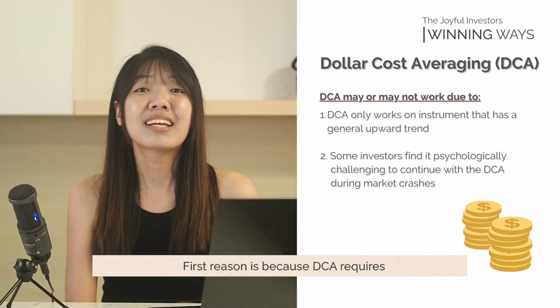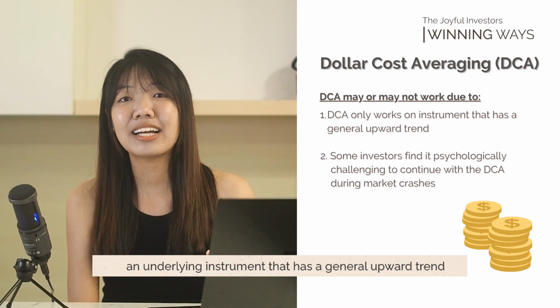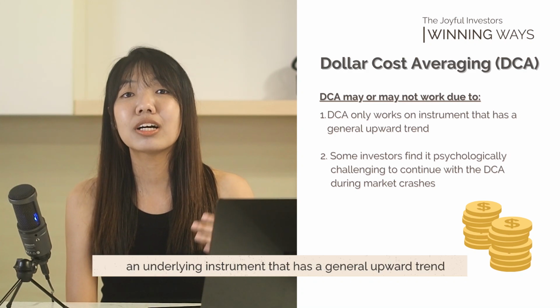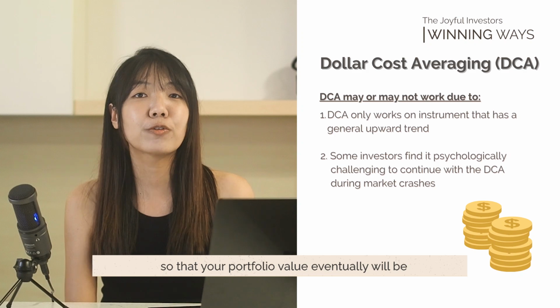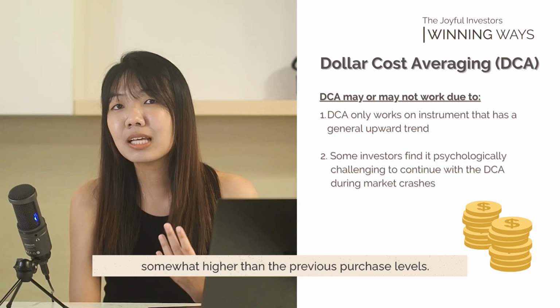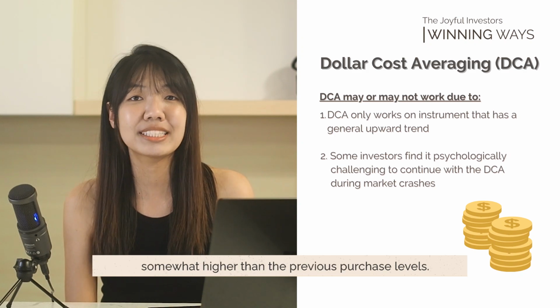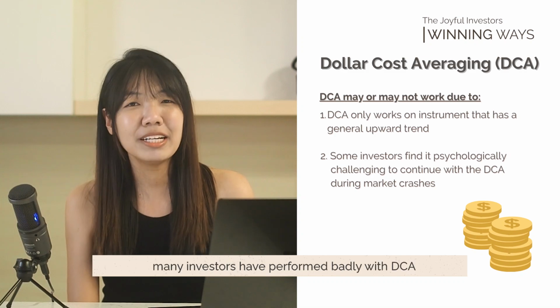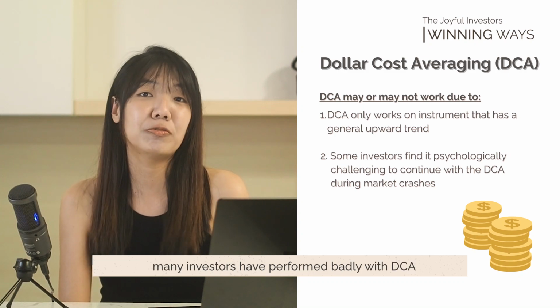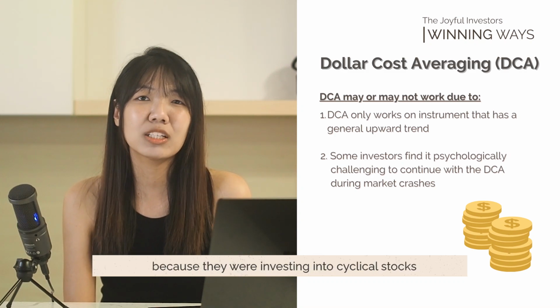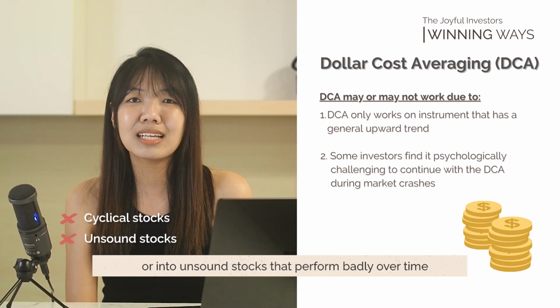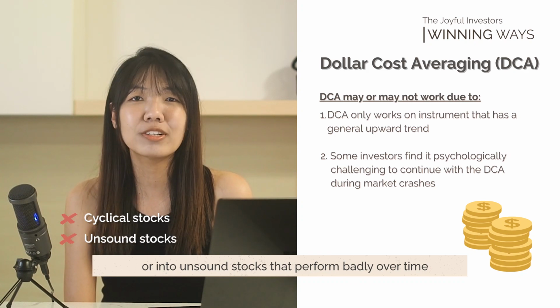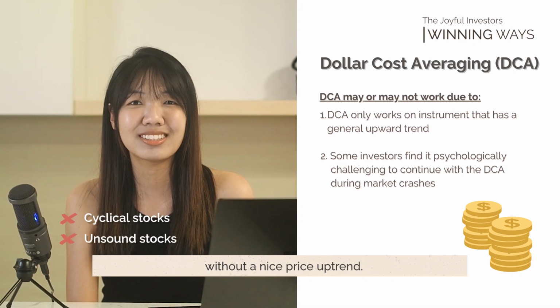First reason is because DCA requires an underlying instrument that has a general upward trend, so that your portfolio value eventually will be somewhat higher than the previous purchase levels. We have shared before that many investors have performed badly with DCA because they were investing into cyclical stocks or into unsound stocks that perform badly over time without a nice price uptrend.